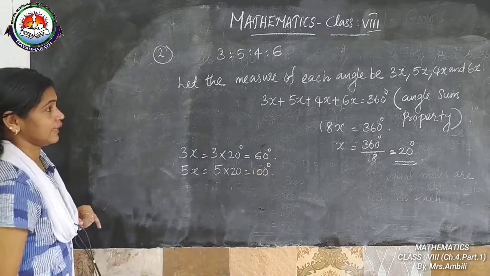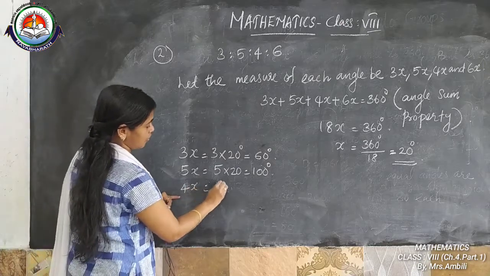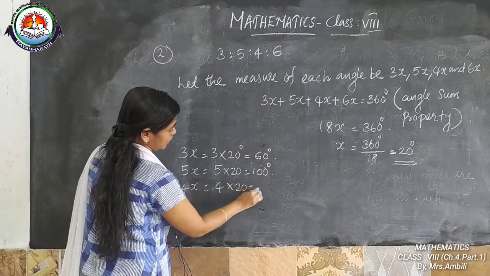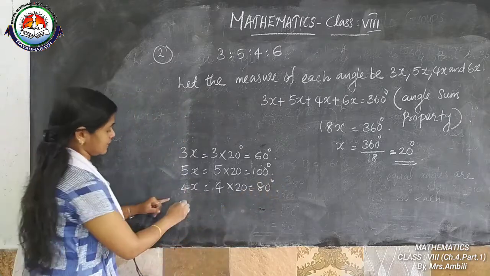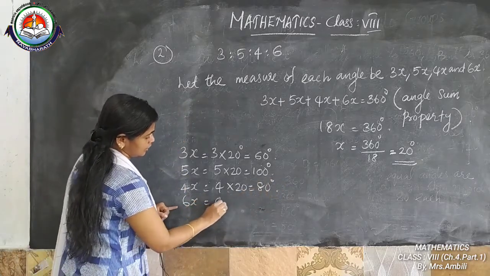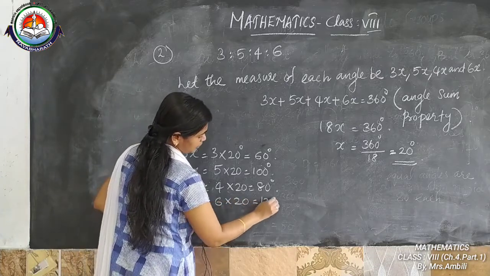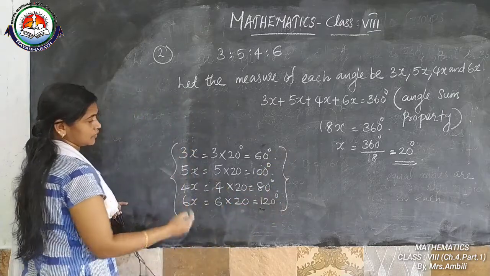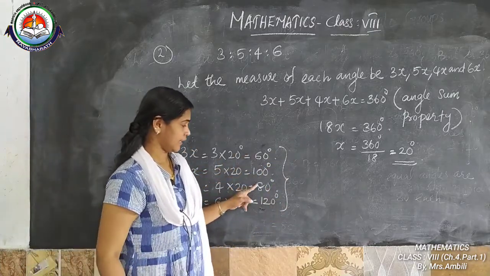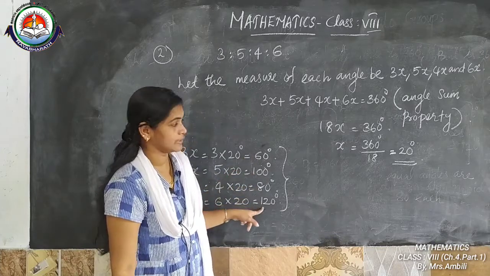100 degree. Third angle 4x equal to 4 into 20 degree equal to 80 degree. The next angle 6x, 6 into 20 degree, 120 degree. So now we got 4 angles: 60 degree, 100 degree, 80 degree, 120 degree. Sum also you can check. Total we need to get 360 degree.